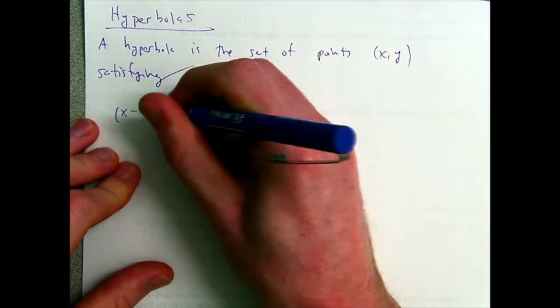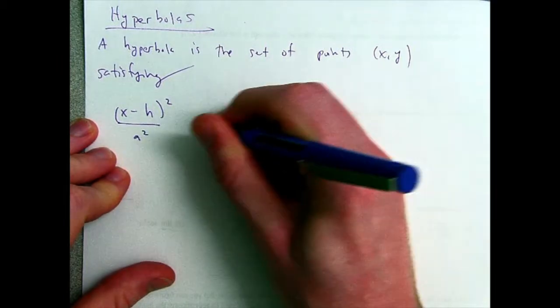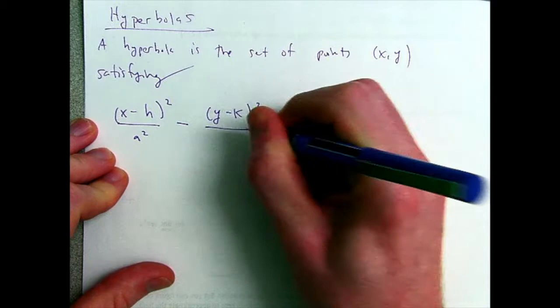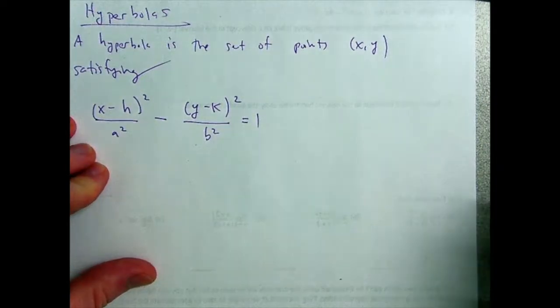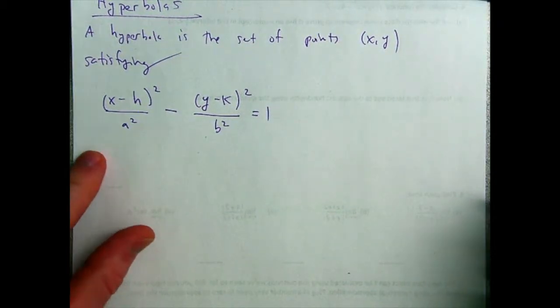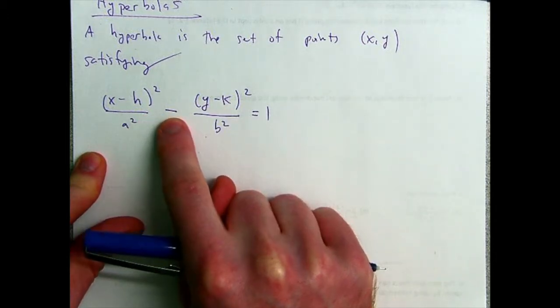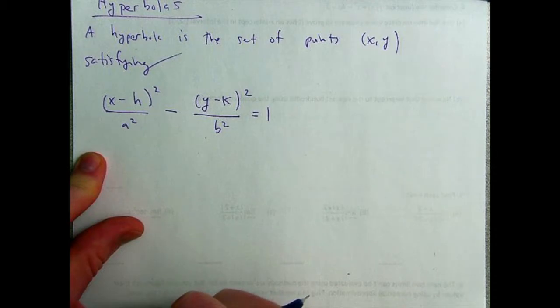(x minus h) squared over a squared minus (y minus k) squared over b squared is equal to 1. If you notice, this equation is exactly the same as the equation for the ellipse, except instead of a plus in between these two terms, you have a minus sign. That is one form of the hyperbola equation.